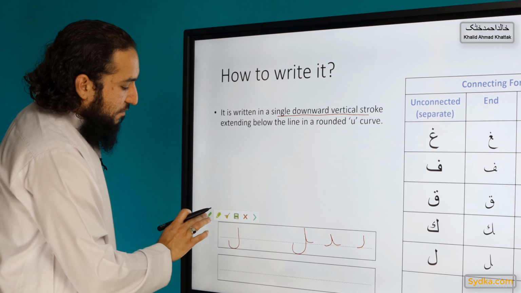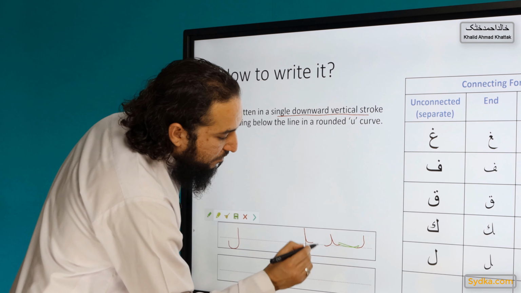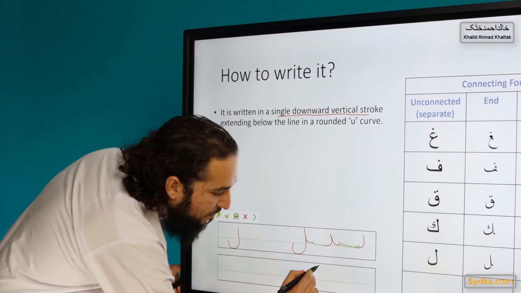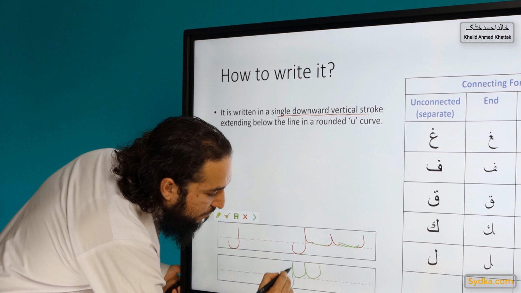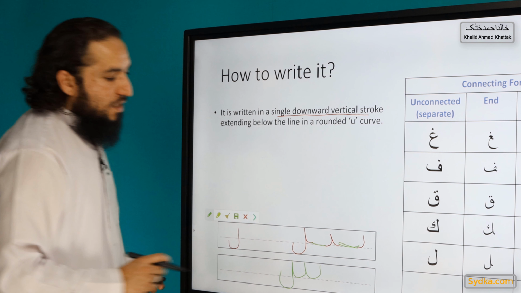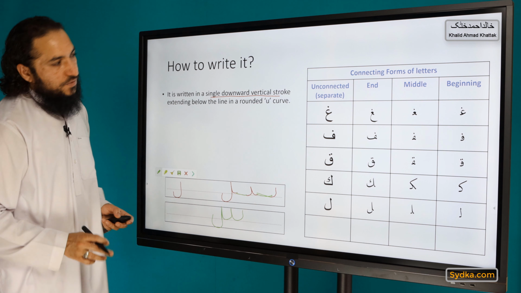Can we connect it? Yes. Go in here, connect this one, so that will be like this. Sorry, three lams. So those are the different forms of writing.